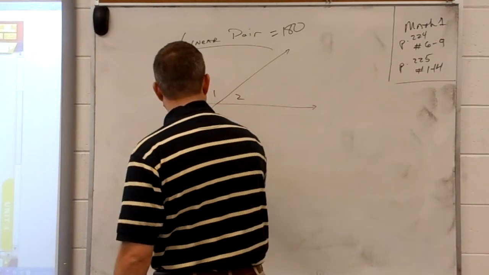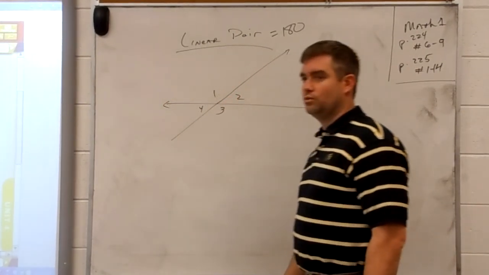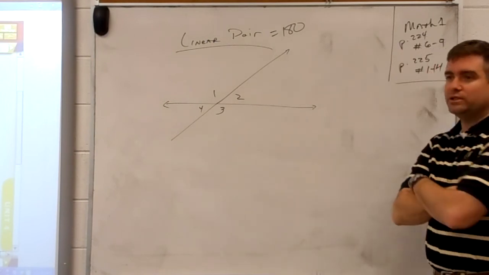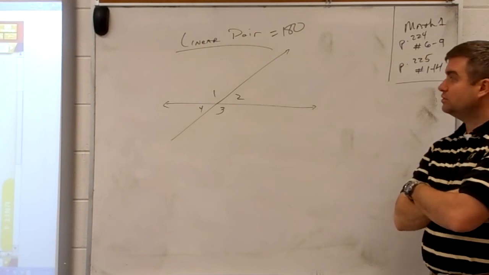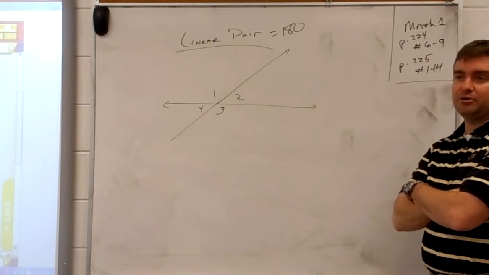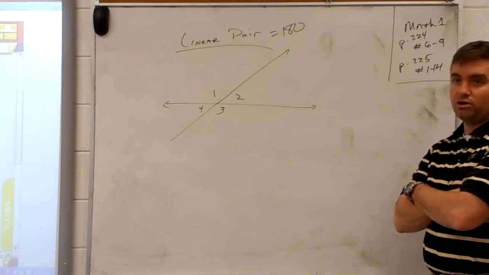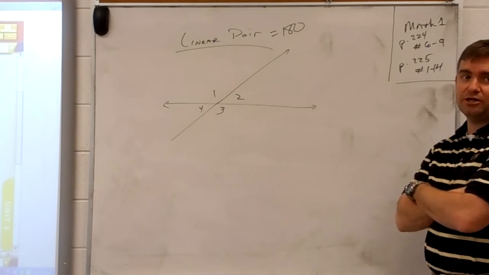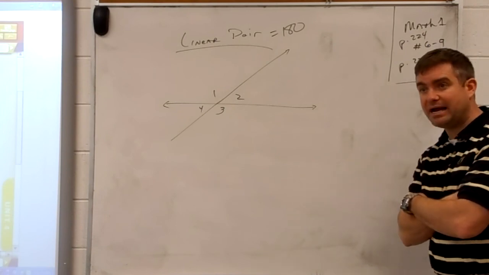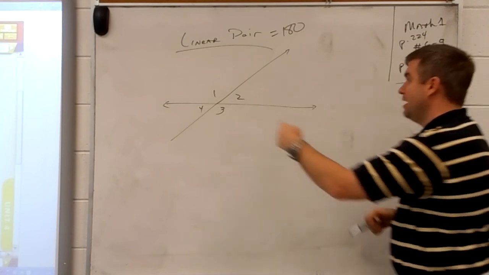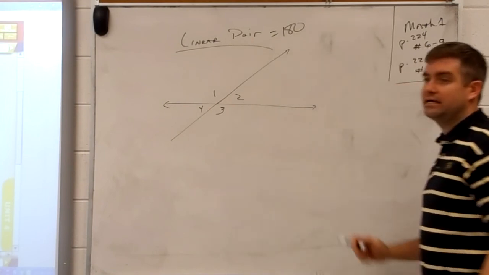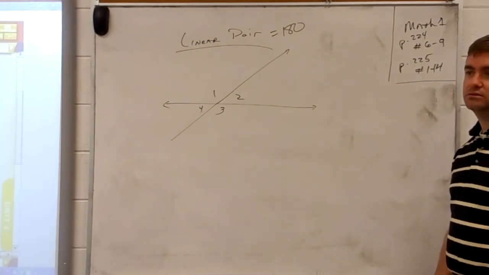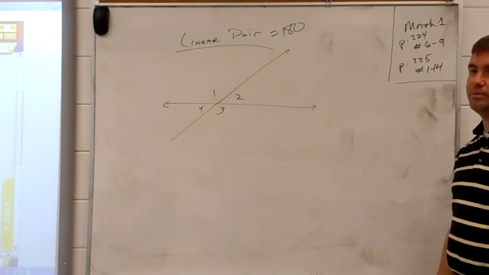Can you tell me another linear pair? We said 1 and 2. What's another linear pair? 4 and 3. 4 and 3 are a linear pair. 2 and 3 are a linear pair. What else? 1 and 4 are a linear pair. So you've got 4 linear pairs going on there. You need to be able to see that. Each one of those linear pairs adds up to 180. Right? 180, 180, 180, 180, all the way around. Okay? Questions? Any questions on linear pair?